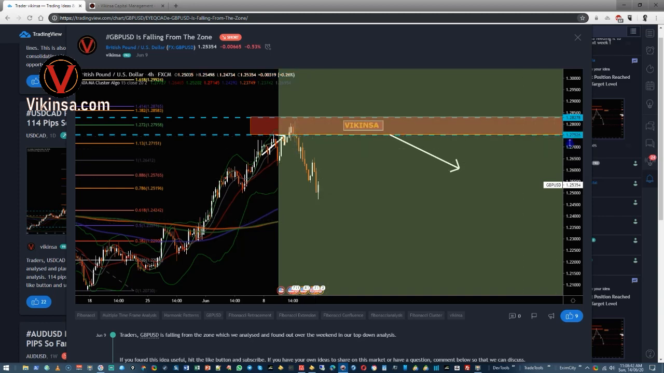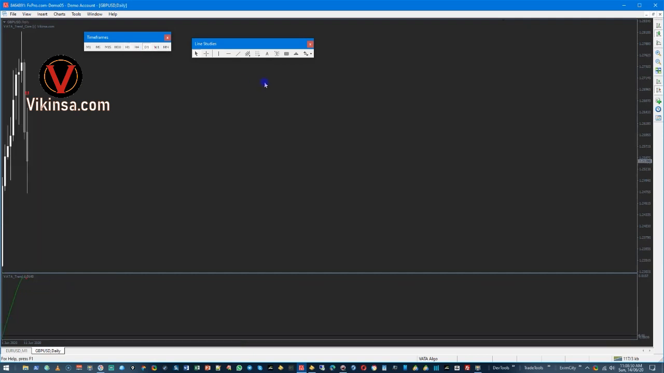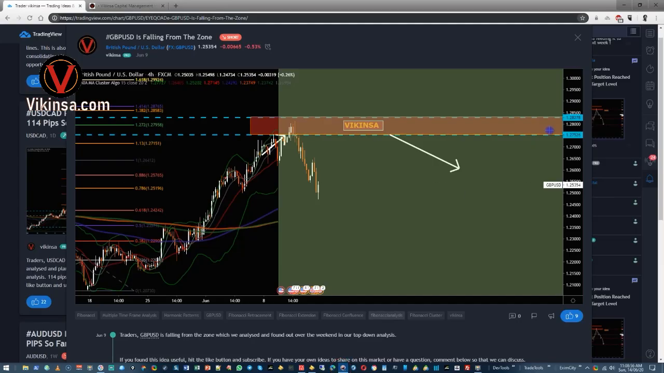Okay, so our entry should have been around 1.275, so 1.27526. So let's bring in GBPUSD, go to the daily, draw a line to see where it can be. Okay, let's go back. 1.27526.